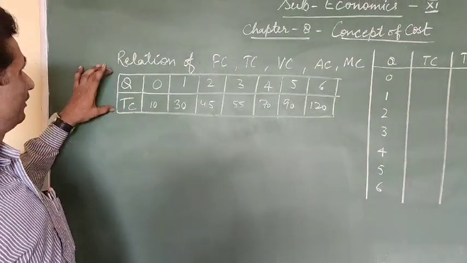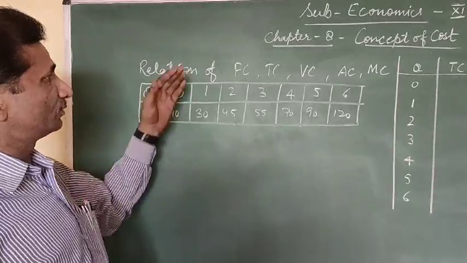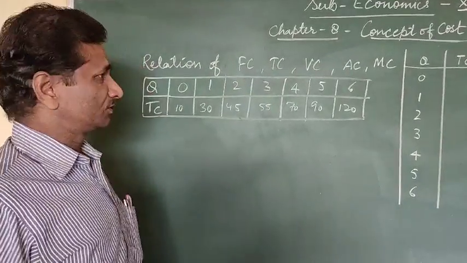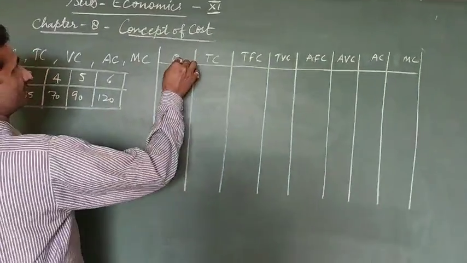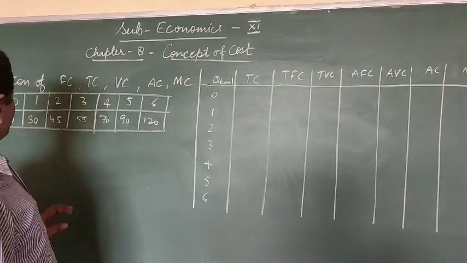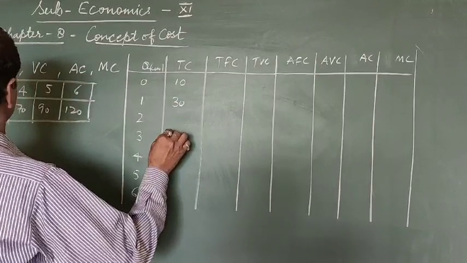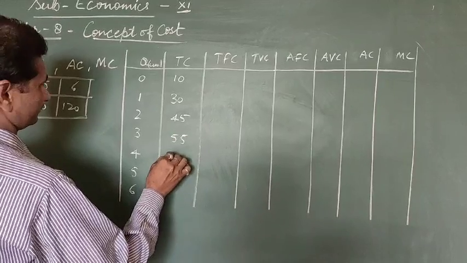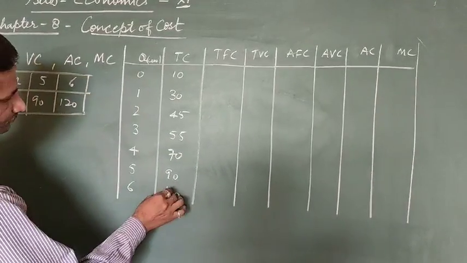So with the help of this question, I am going to tell you how we calculate fixed cost, total cost, variable cost, average cost and marginal cost. According to our question here, these are the quantity in units and total cost is given: 10, 30, 45, 55, 70, 90 and 120.